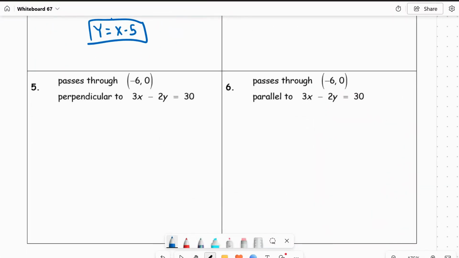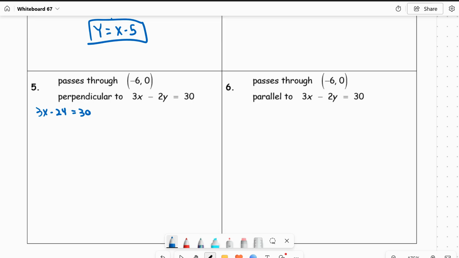Okay, last example for the video. So we know that our line is going to pass through the following point, and it's perpendicular to the equation. So remember, when our slope is perpendicular to another line, that means that our slope is going to be the opposite reciprocal of that line's slope. So let's first start by solving for the slope of this equation. So I've got 3x minus 2y equals 30.